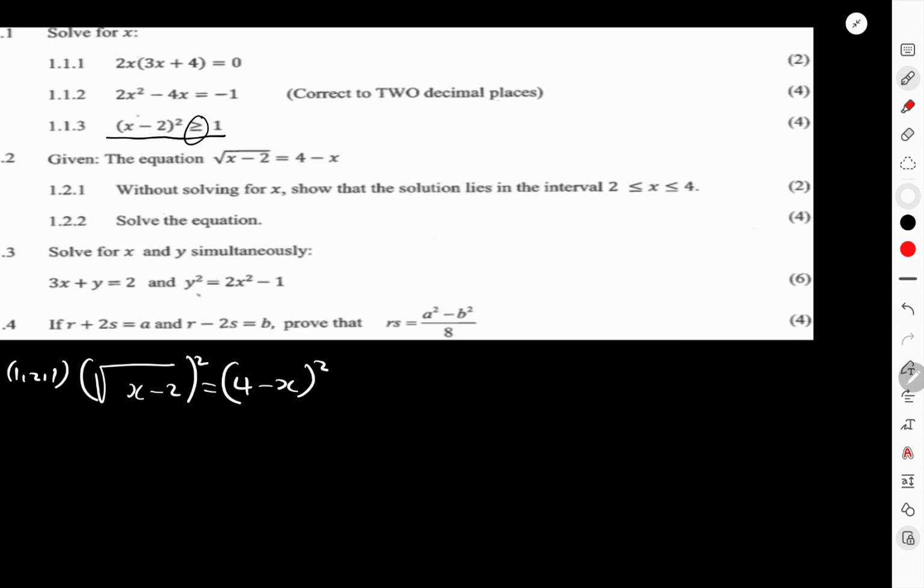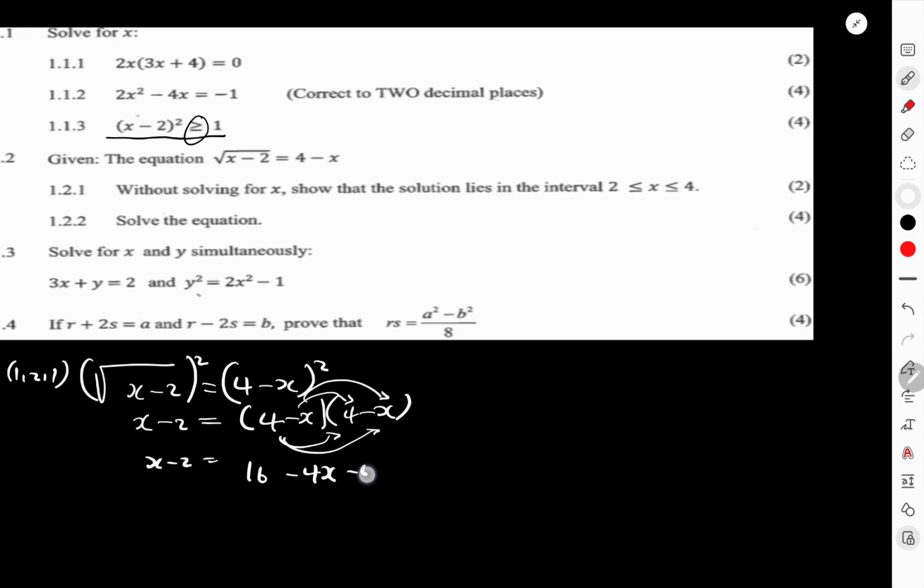Now if I apply a square on the left hand side, I'm going to have x minus 2, which is equal to. And on the right hand side, obviously, we're going to expand. Therefore, we're going to have 4 minus x times 4 minus x, right? You remember the FOIL method, the one of expanding. Now, when we do that, we're going to have 4 times 4, which is 16. 4 times negative x, which is negative 4x. Negative x multiplied by 4, which is negative 4x. Then negative x multiplied by negative x, which is going to be positive x squared, right?